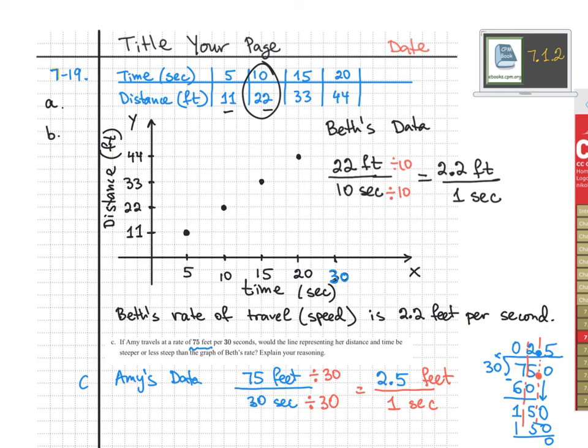Okay, I forgot to do my conclusion. They ask us which line will be steeper, or who is traveling faster. So definitely we want to know that Amy is traveling faster. She's moving faster because it's more distance for the same amount of time, which we decided to be the 1 second.